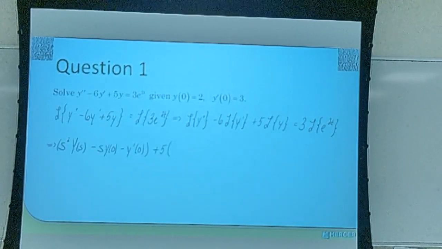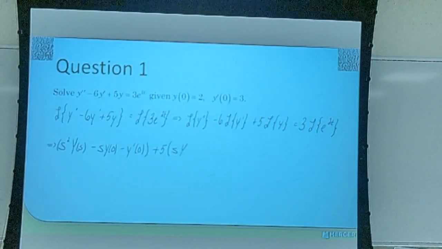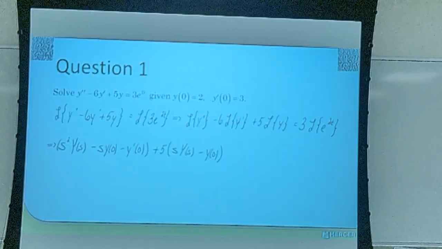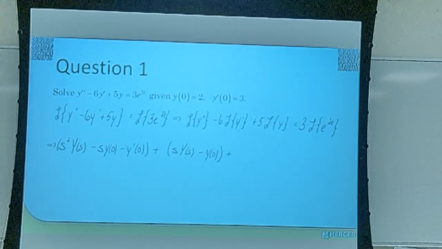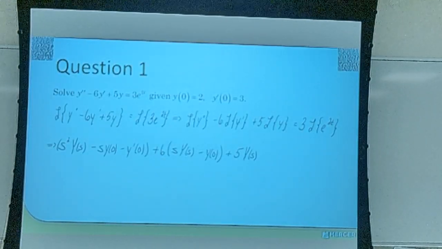Now the Laplace transform of y prime would be s times Y of s minus y of 0. Why did I write 5 there? That should have been 6. And then 5, the Laplace transform of y is just capital Y of s.